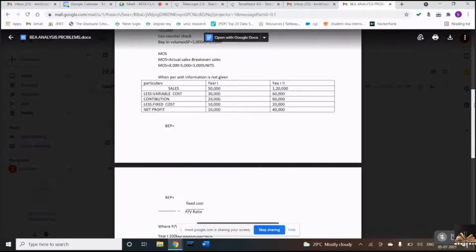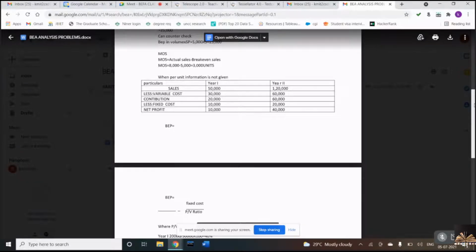Calculate break-even point and margin of safety for both years.